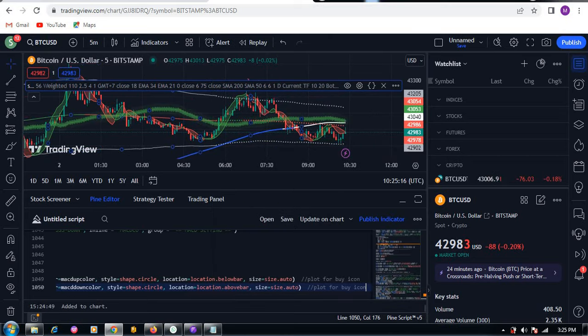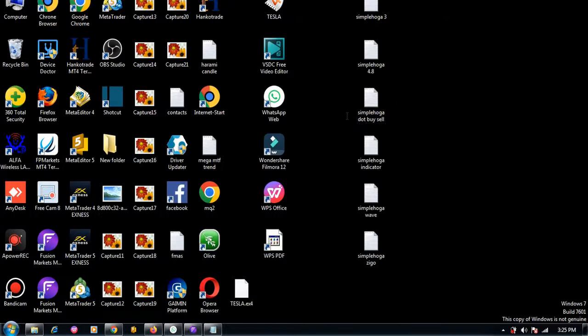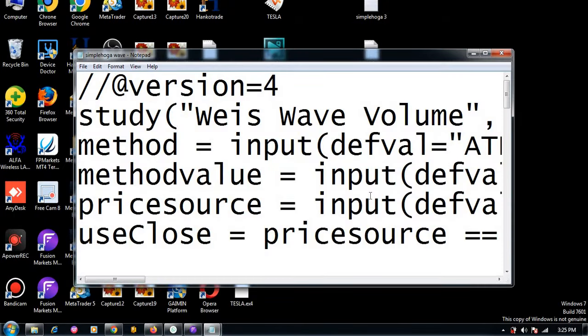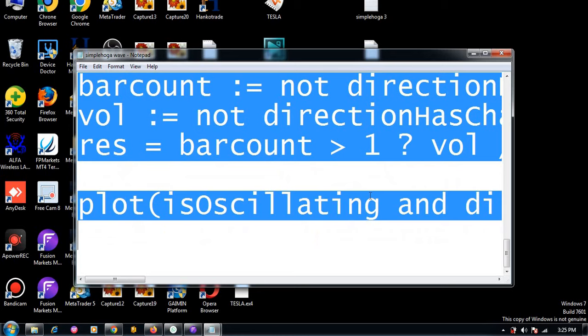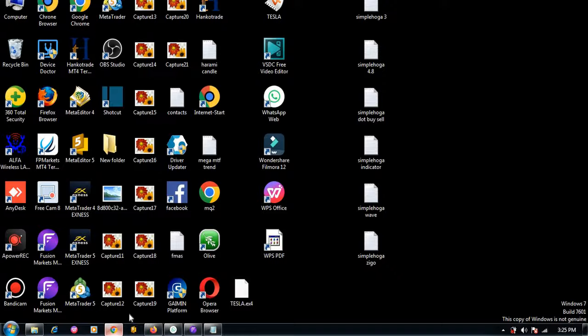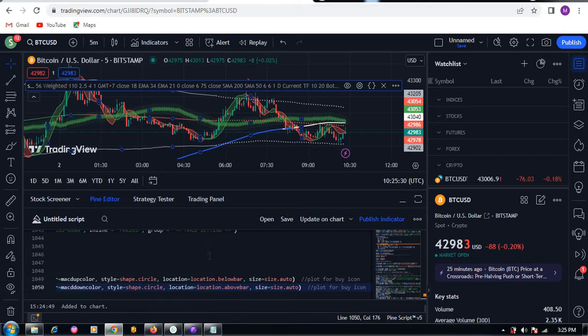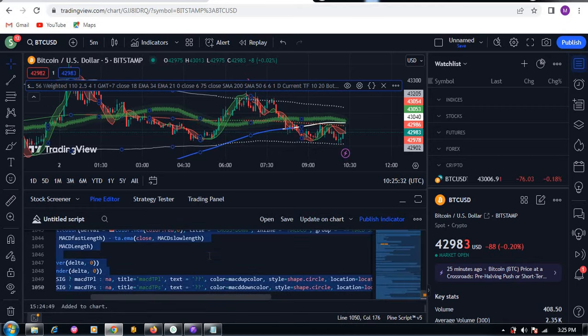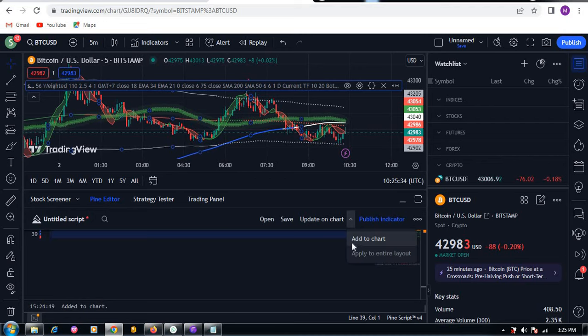Now I need to add one more indicator. I will show you all the results, all the indicators. Control C, Control Z, then go to Pine Editor, Control A, Control V, add to chart.